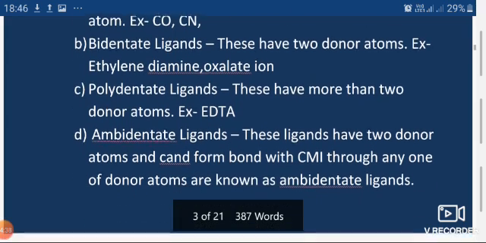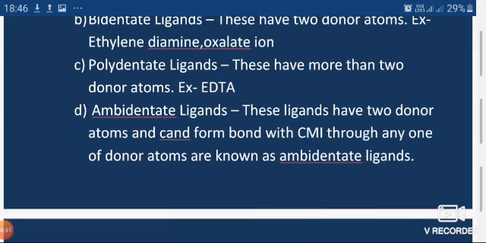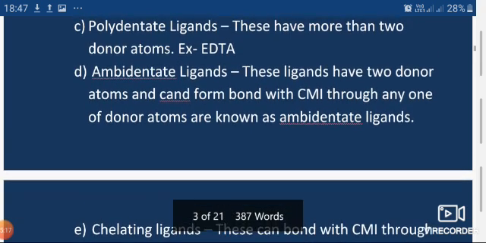Okay, now see. The next is ambidentate ligands. The ligands that can bind with the central metal ion through one or more donor atoms, but bind through only one atom, are known as ambidentate ligands. It means an ambidentate ligand has two donor atoms, but at the time of bonding it can bond through only one atom, so these are known as ambidentate ligands.